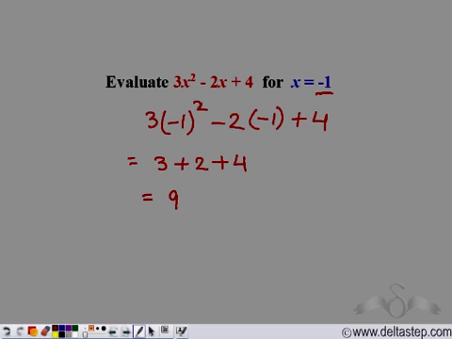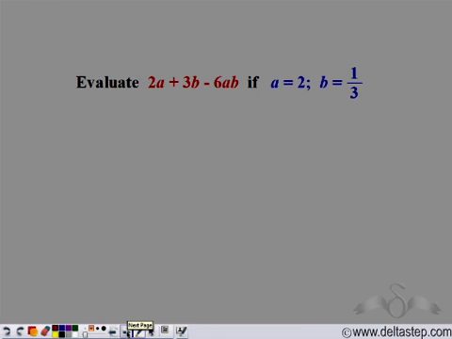Now this was an expression containing just one variable x. We can have expressions with more than one variables also. This is an expression containing two variables, a and b. So we need to evaluate it for a is equal to 2 and b is equal to 1/3. So how do we do it? We substitute 2 in place of a and 1/3 in place of b and then calculate it.